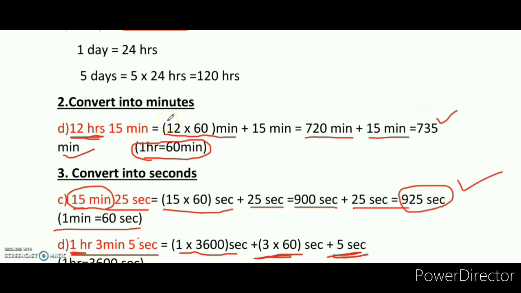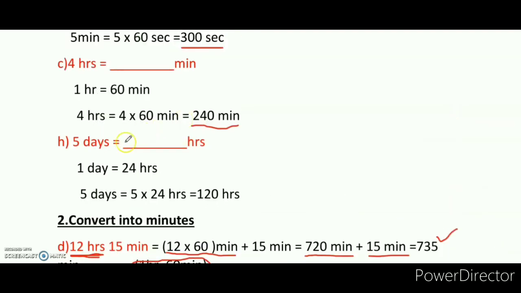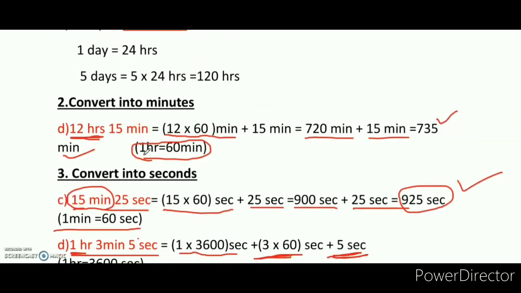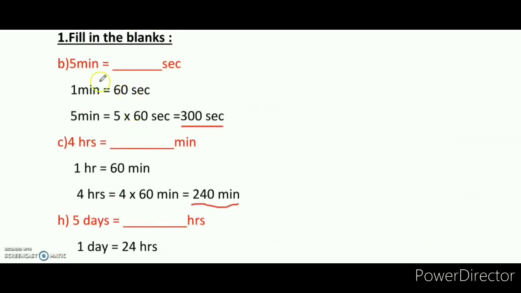Same with question number 2. Hours is given to convert to minutes. Hour is greater than minutes, so we will multiply. In question number 1 also same. 5 minutes is given to convert to seconds. 5 minutes is greater than seconds, so we will multiply, children.